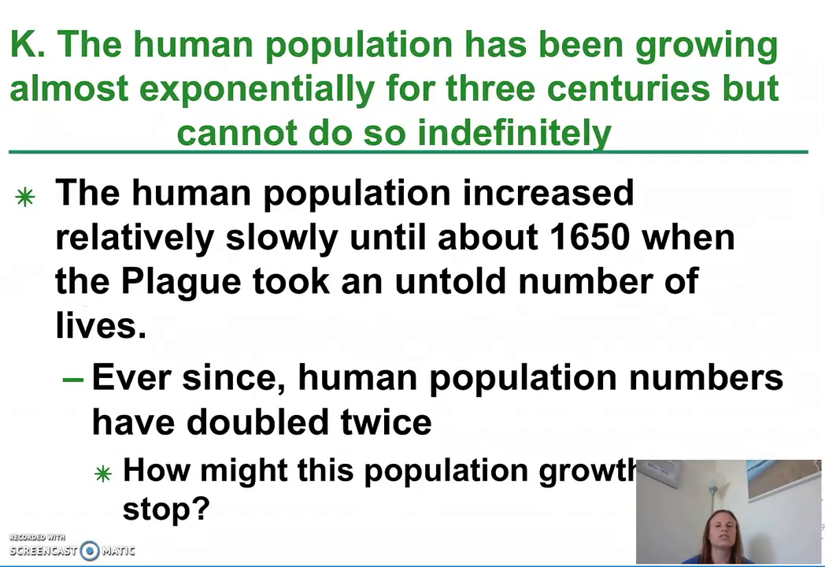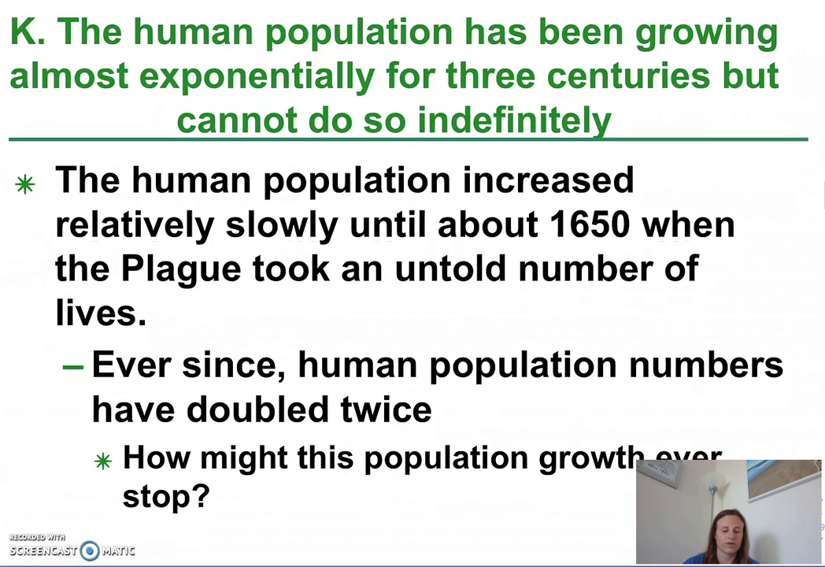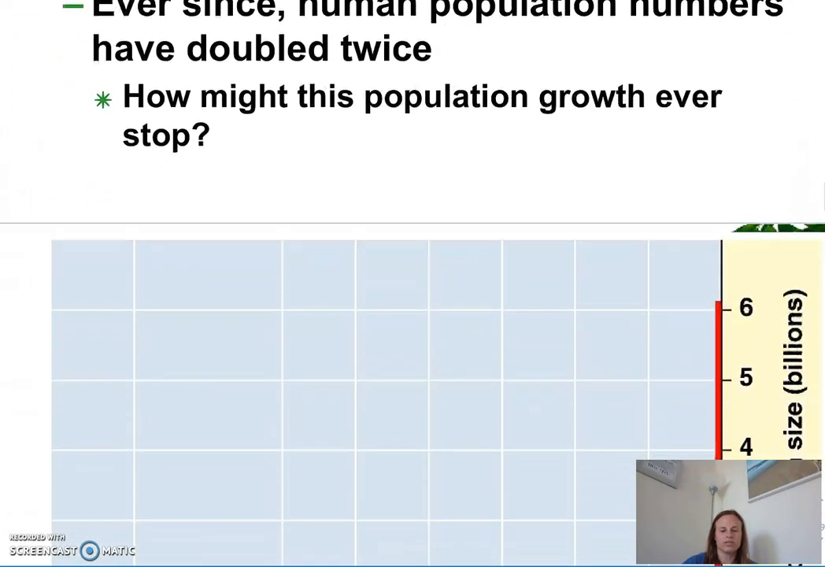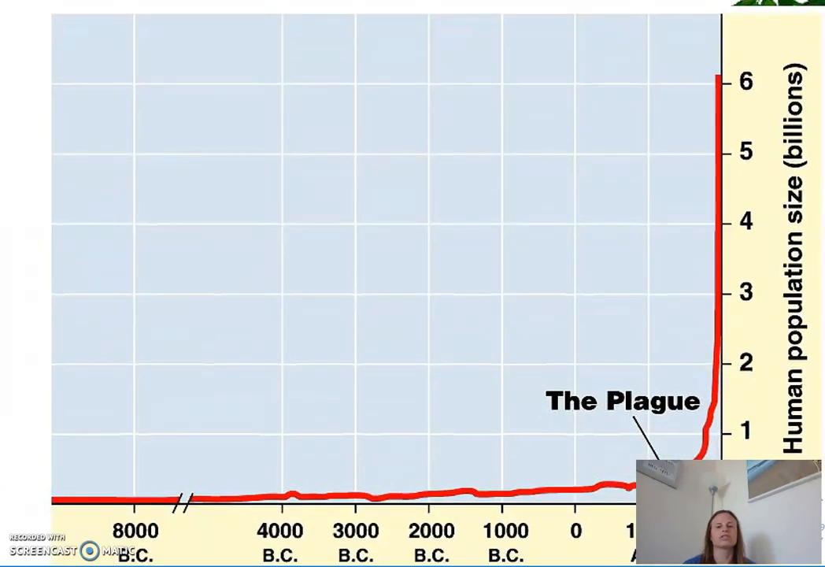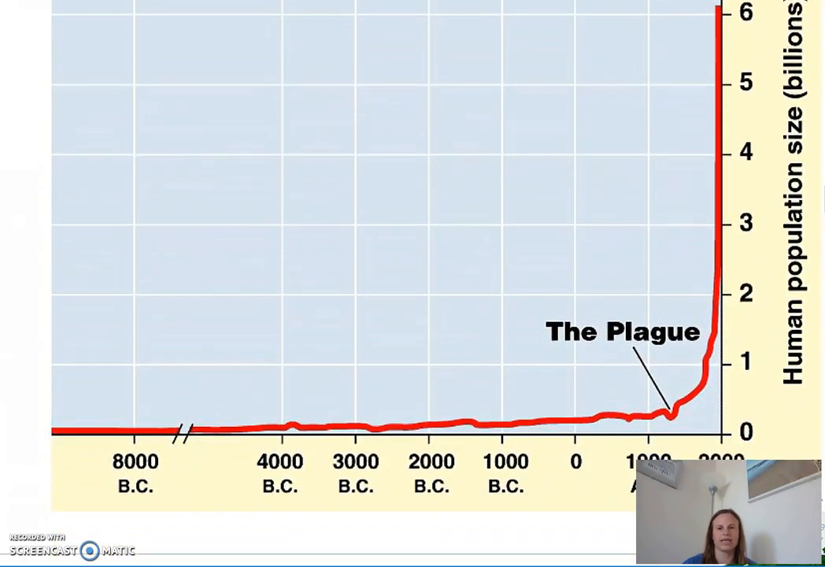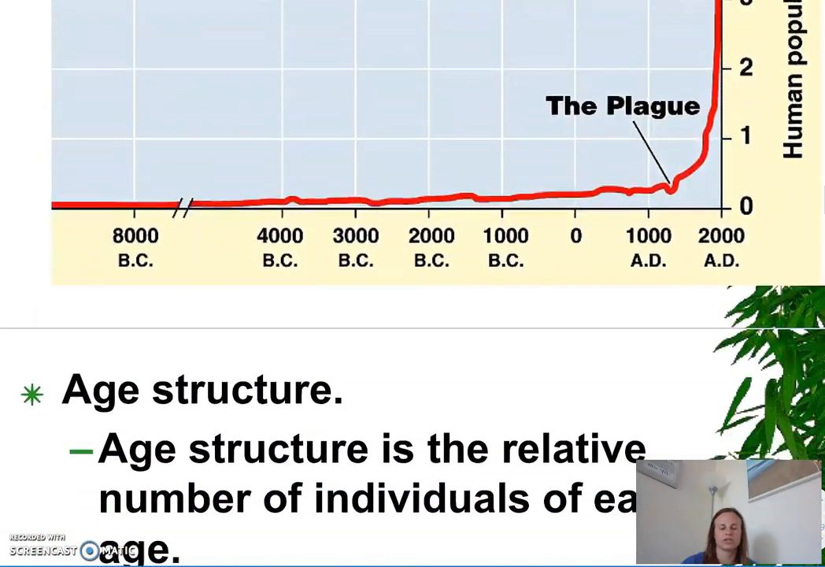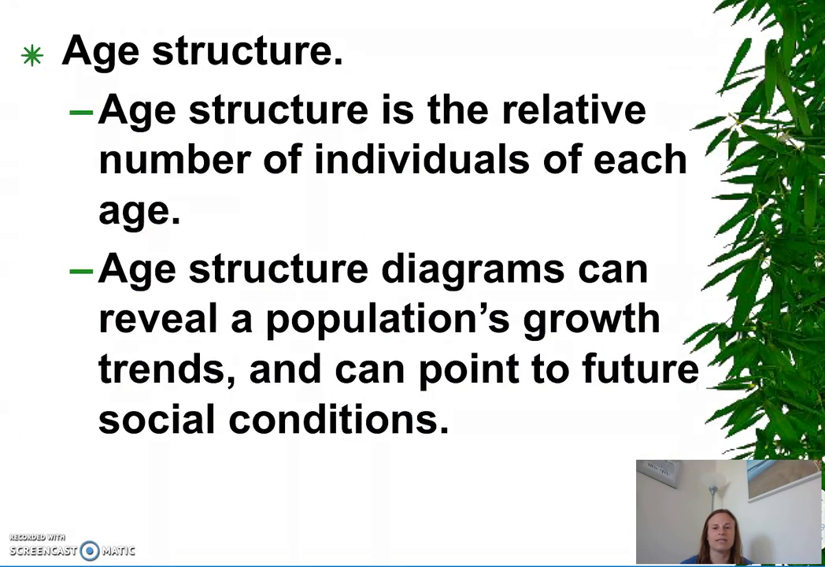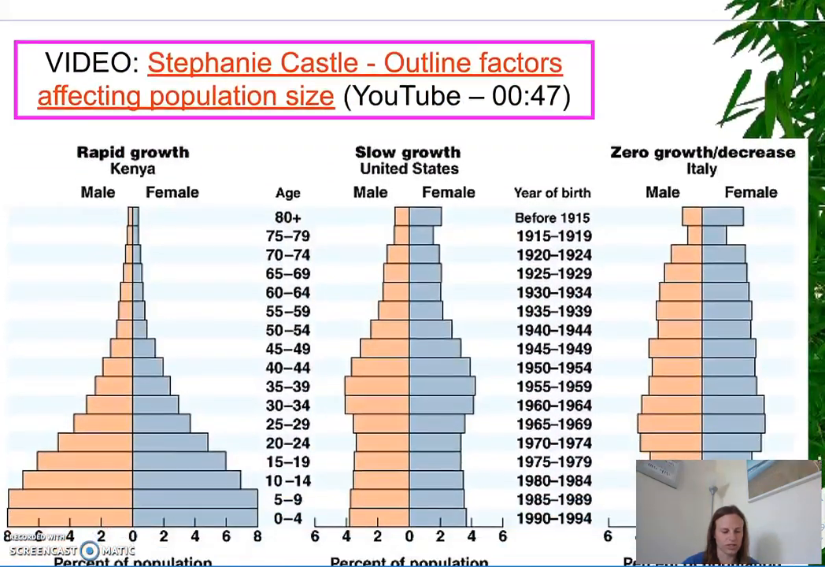Now, the human population has been growing almost exponentially for 3 centuries, but it can't do this indefinitely. So when is Earth going to reach its carrying capacity? Well, no one knows for sure because it's a very complex question. However, demographers can use something called age structure diagrams, also known as age structure pyramids, which help demographers predict trends in future populations. So let's take a look at 3 age structure diagrams.